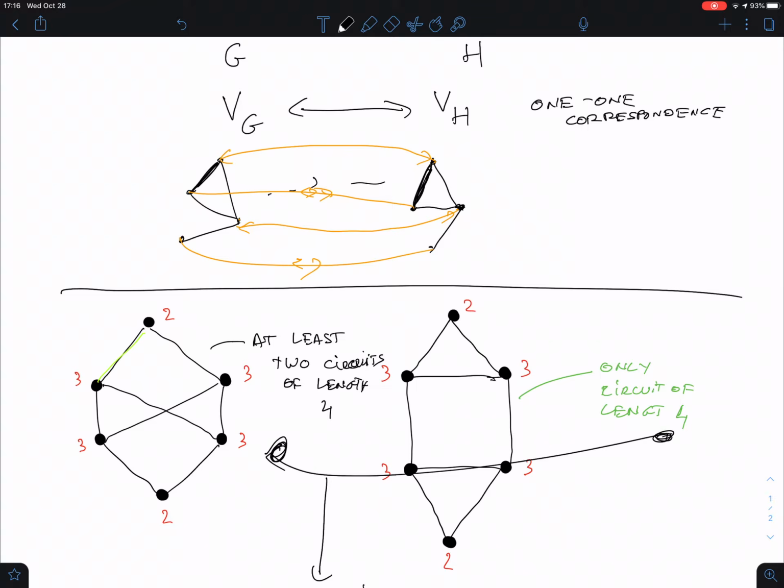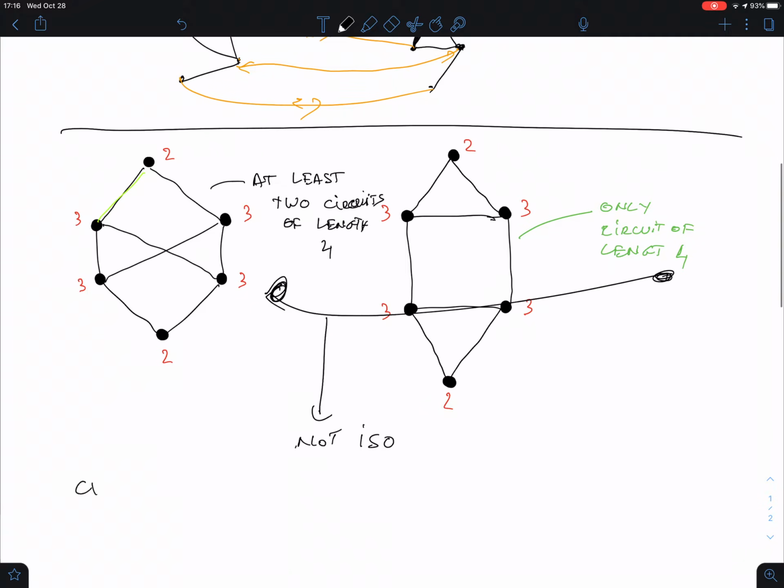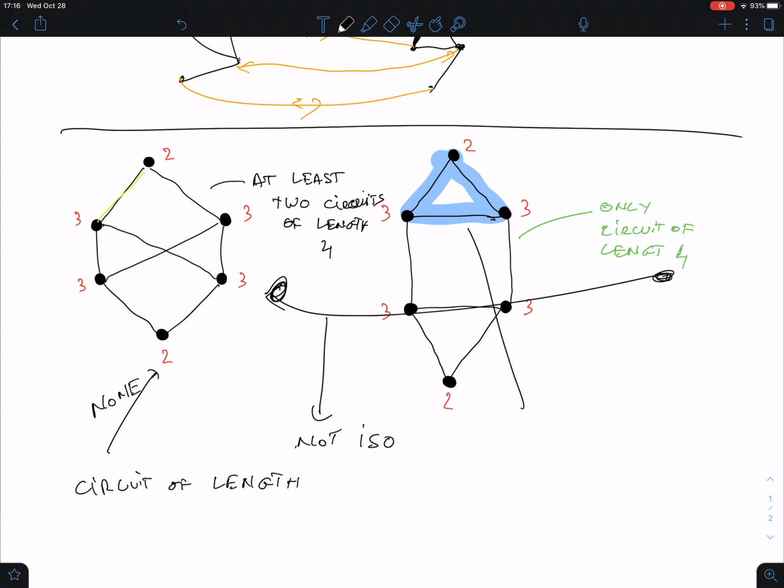Look at, now what about circuits of length 3? A triangle if you want. And because they're triangles, they're easy to recognize. There is none, so none here. I mean, you might have to look a little bit, but as I said, triangles are rather easy to see. But there is definitely one here. So here's a triangle, a circuit of length 3. There's another one, of course, down here. So here we have at least one.